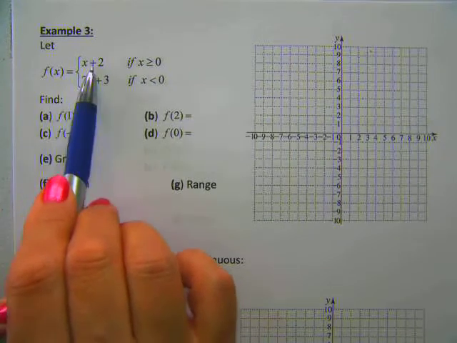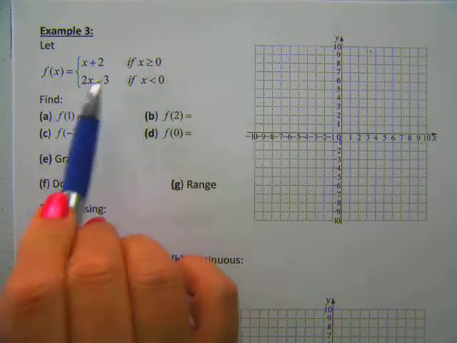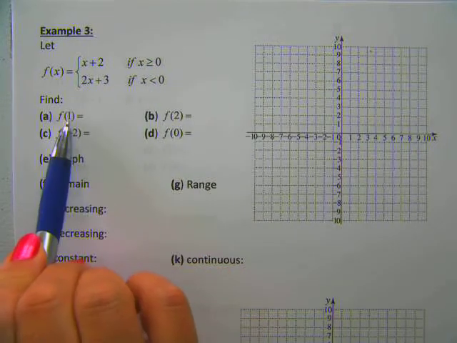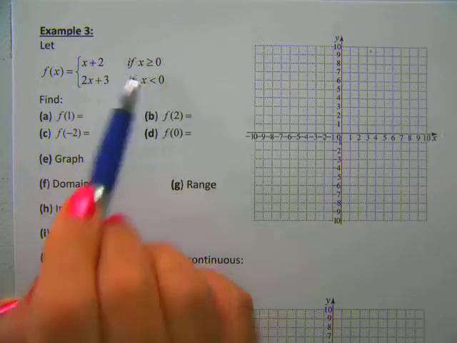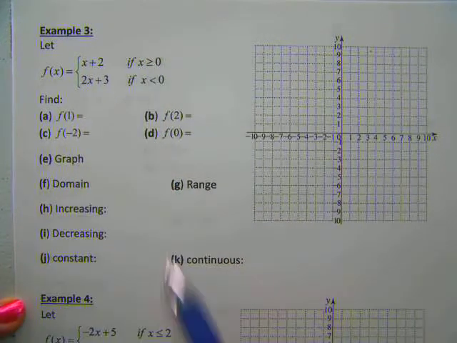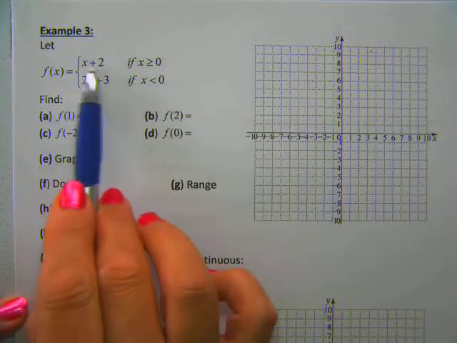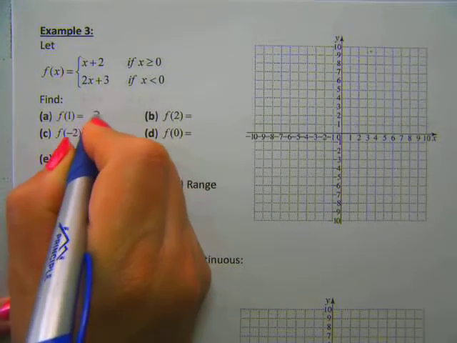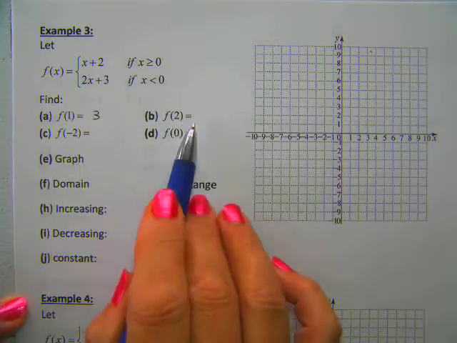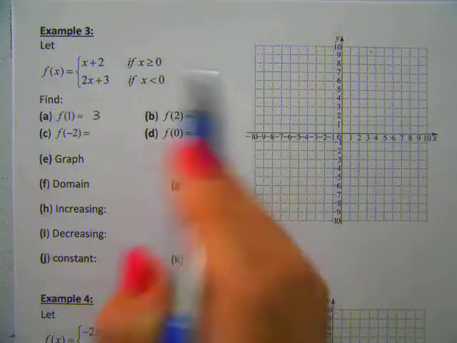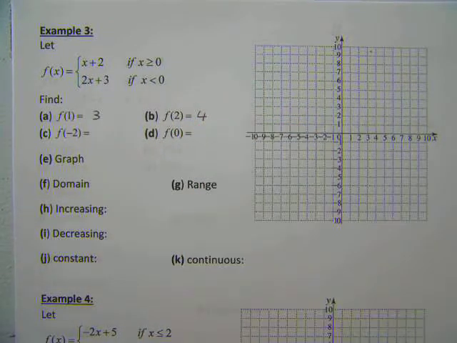f of x is x plus 2 if x is greater than or equal to 0, 2x plus 3 if x is less than 0. So let's evaluate 1. Where does the 1 belong? And be careful, just because the first 2 had the 0, not all the problems are going to have zeros as the cutoff point. So the 1 belongs to the first one, and to evaluate, you have 1 plus 2, which is 3. How about 2? 2 is also greater than 0, so 2 plus 2 is 4.